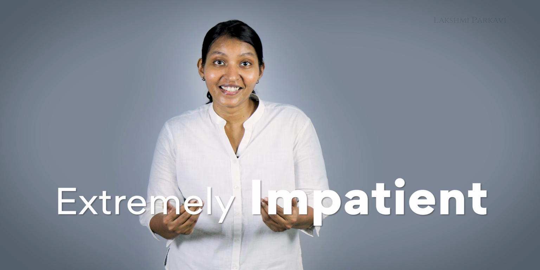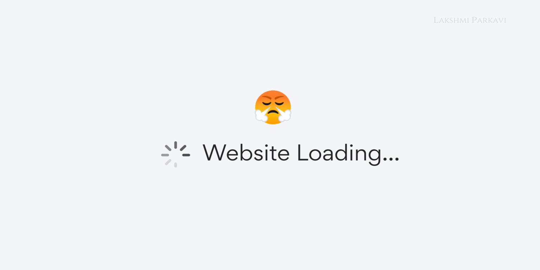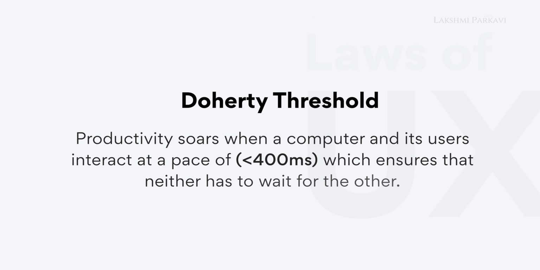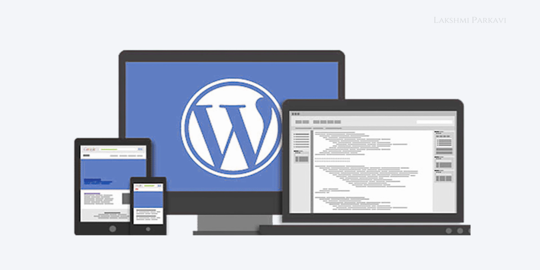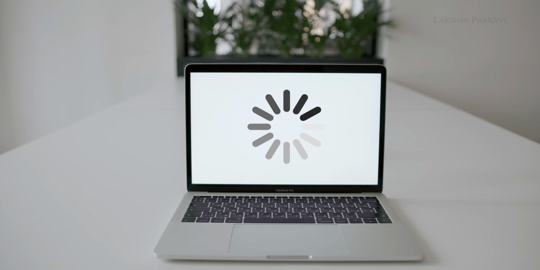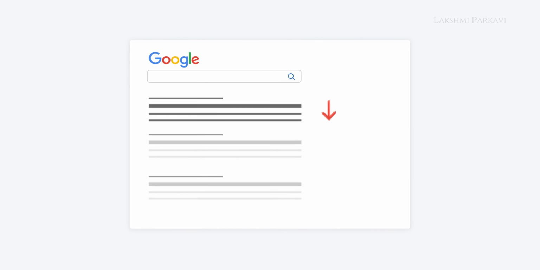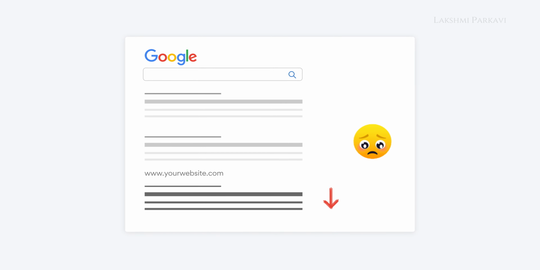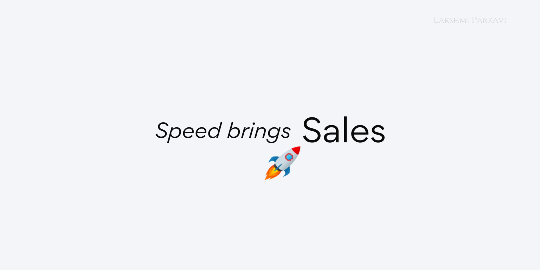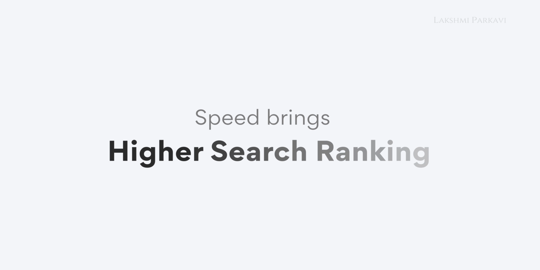Before we discuss more on Doherty Threshold, let's all agree that we are extremely impatient. A slow loading website or an app will suffer a slow death. If you say yes to this, then you already know Doherty Threshold. Imagine for a minute that you own a WordPress website that loads painfully slow. Google will hate you for it and it will push your website down the search engine rankings. And your customers will be buying from your competitors. In short, speed equals sales, speed equals higher search engine rankings.